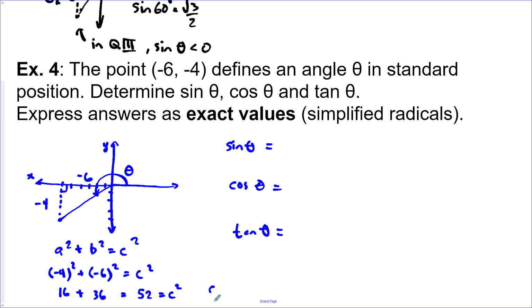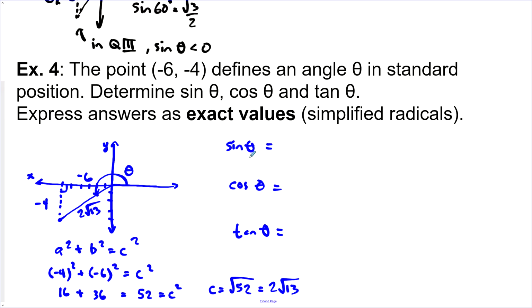And so c is just equal to the square root of 52. And we can make this into a mixed radical, which will help us reduce these ratios, so that there is a perfect square of 4 in here. So the square root of 4 is 2. And if we divide 52 by 4, we get 13. So that's the length of the hypotenuse of our triangle here, 2 root 13.